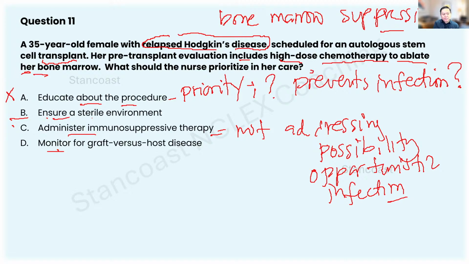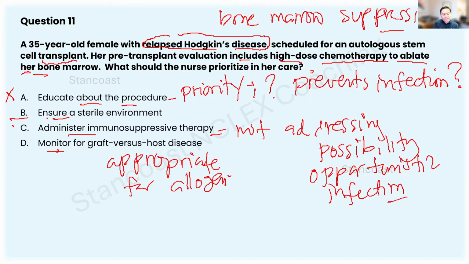What about letter D? Monitor for graft versus host disease. What is this? This is going to be a priority for those allogenic type of transplant. Appropriate for allogenic transplant, not autologous. Okay, so we are talking about, did we say autologous here? Yes, it's already in the situation. So this will not be applicable to letter D.